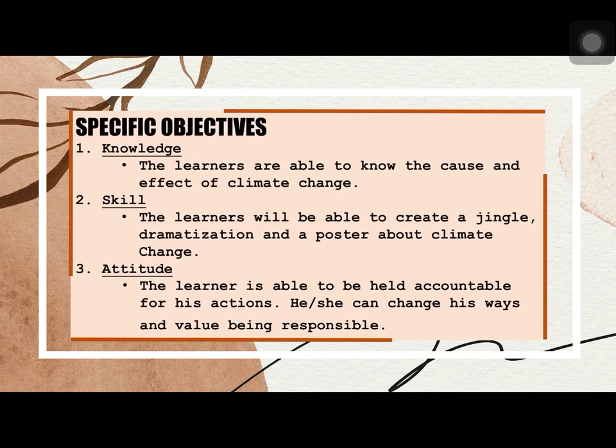Specific objectives. Knowledge: the learners are able to know the cause and effect of climate change. The skill: the learners will be able to create a jingle, dramatization, and a poster about climate change. And the attitude: the learner is able to be held accountable for his actions. He or she can change his ways and value being responsible.